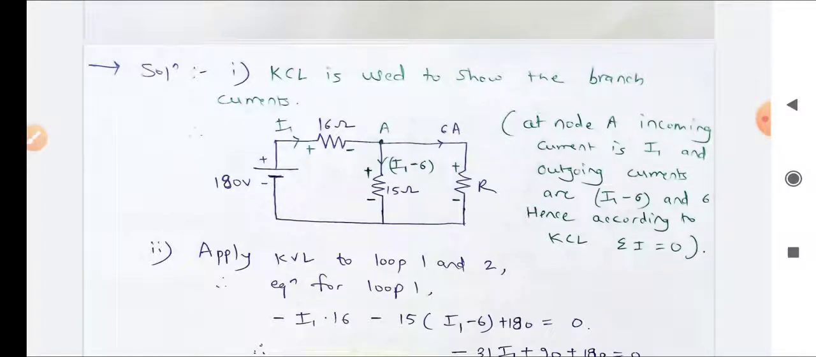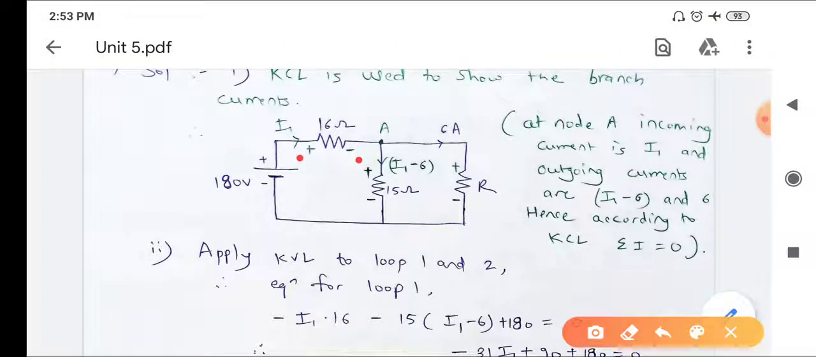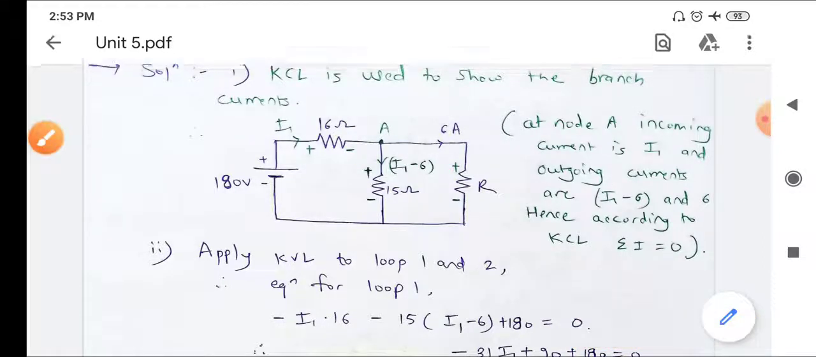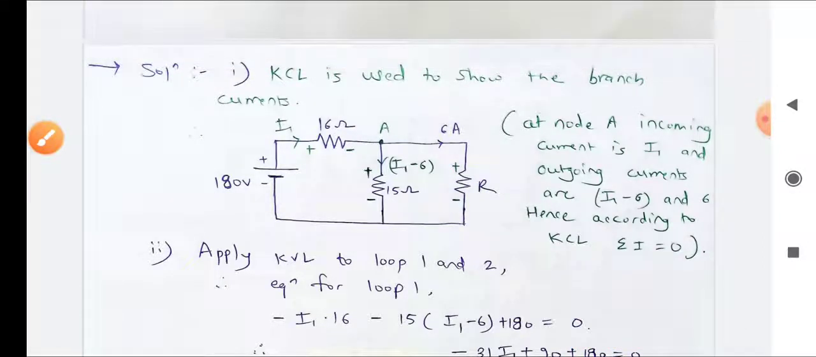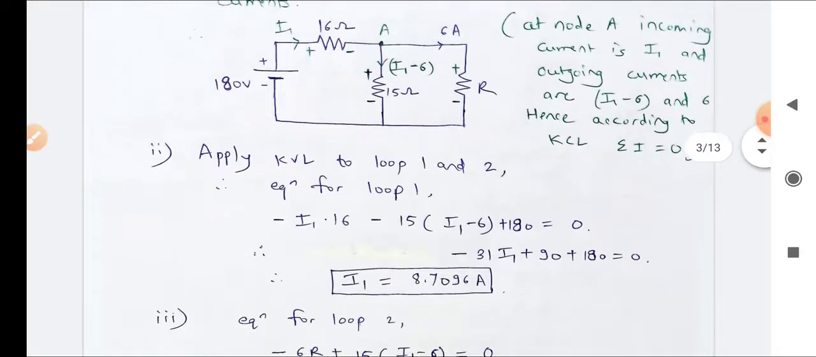Now sign conventions are according to the flow of current. As we are tracing the path in clockwise direction, we give all the sign conventions so that we can easily get which are the potential rises and potential drops in a particular network. After giving all the sign conventions, we are going to write KVL. We are going to apply KVL to loop 1 as well as loop 2.